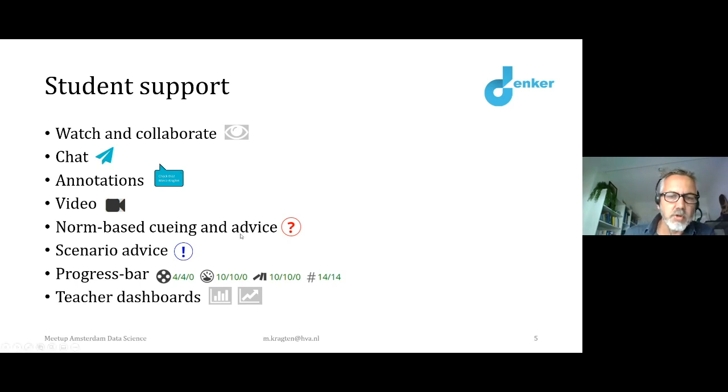Well, the other two I've mentioned. So the norm-based queue and advice, if something is constructed not in the proper way according to the norm model, and the scenario advice is the advice that they get when they run a simulation. And the progress bar I've also mentioned. We also created teacher dashboards, which I will not go into too much in this presentation. I will show one slide of one of the teacher dashboards, which I often use myself, which I find very convenient when I walk through the class.